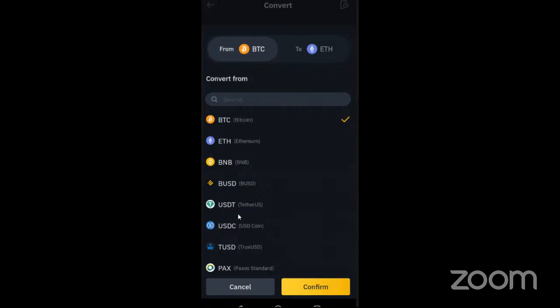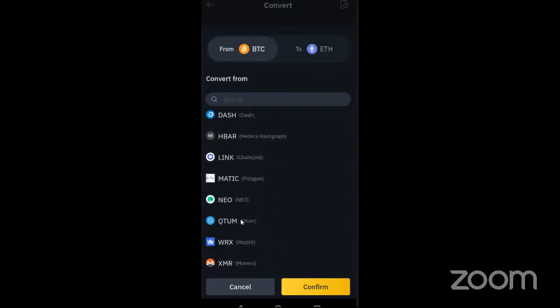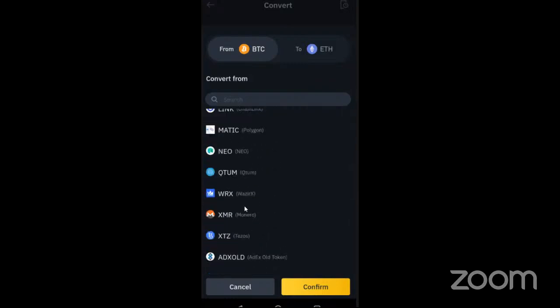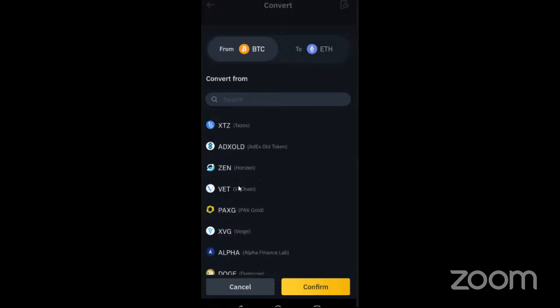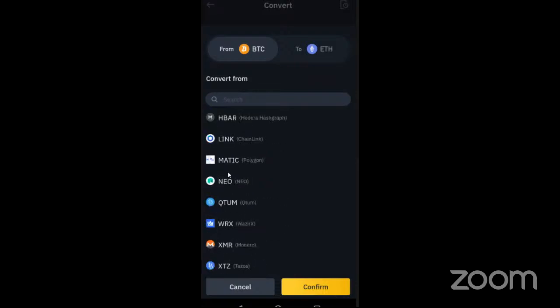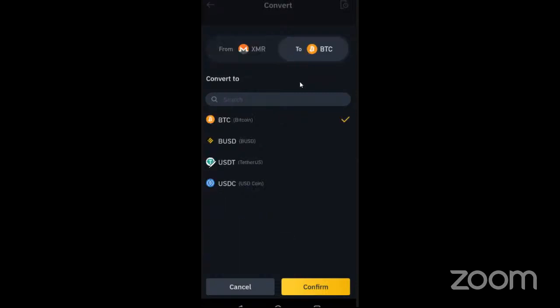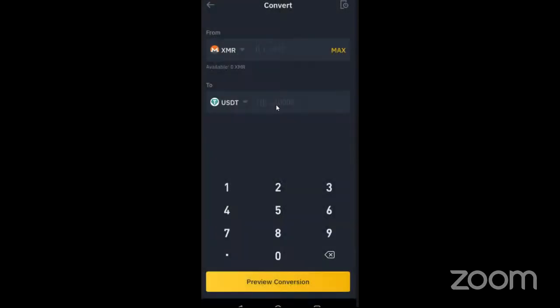So for instance, let's say that you have Monero. I see Monero now. Okay, yeah, here. So let's say that you bought Monero and you feel that Monero wants to start going down. You can change that from Monero to USDT, and then you put the amount that you want to sell right here, and then you proceed. That's just a very simple way to go about it.